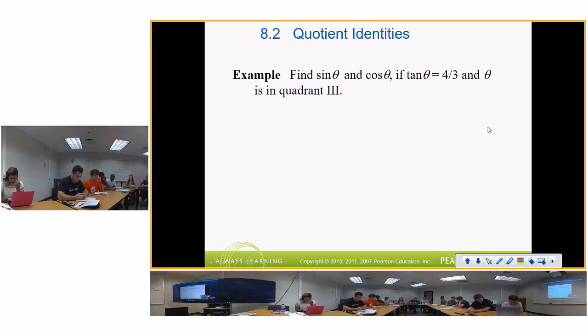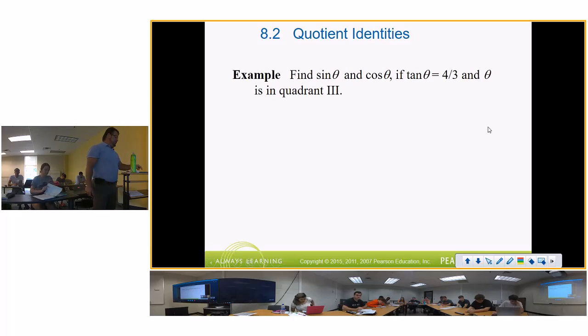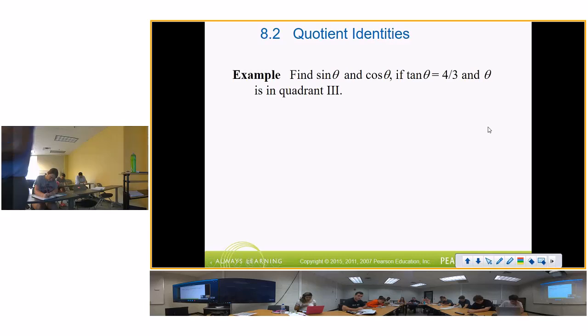Okay, so here we go. Find the sine theta and cosine theta if tangent of theta is equal to 4/3 and theta is in quadrant 3. All right, I want you to write that down, and I want you to do it. The first thing, and this is true in calculus, it's true in physics: draw a picture. Well, what do you mean draw a picture?